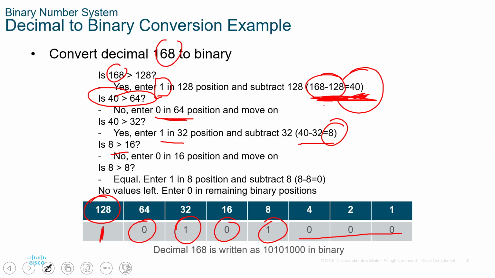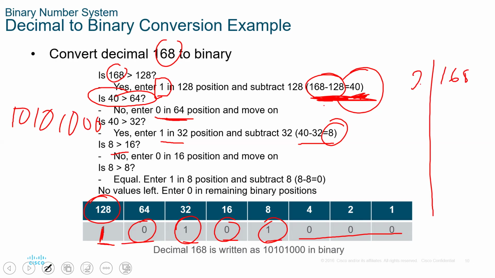So if we convert 168 to binary, what did we get according to this? We got 1 0 1 0 1 0 0 0. Okay, so let's try another method, then you can choose whichever one. Another method is just to put 168 here and you divide it by 2.